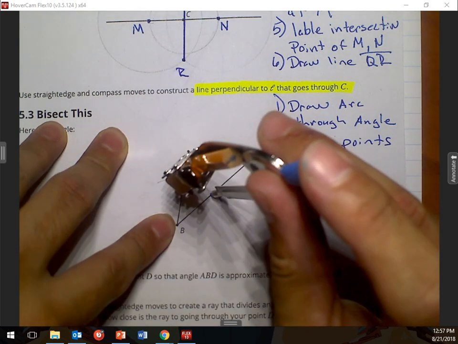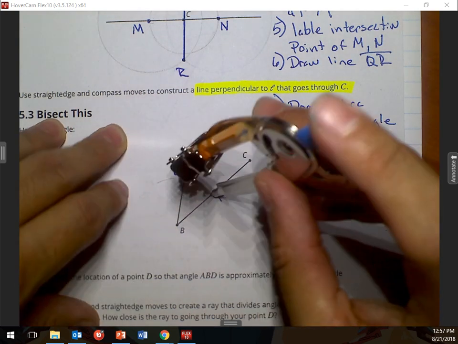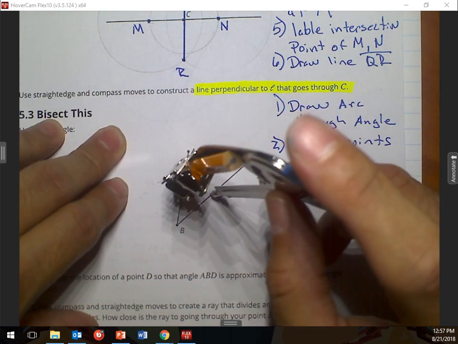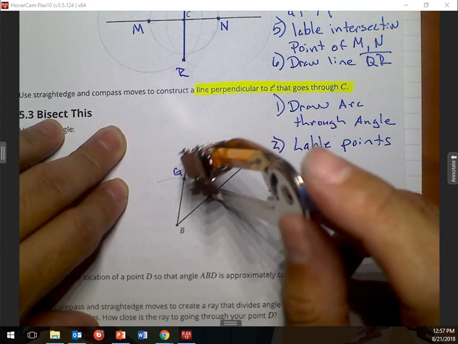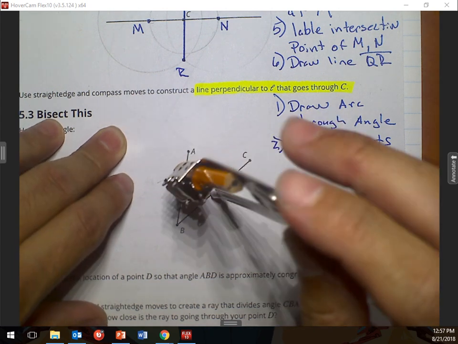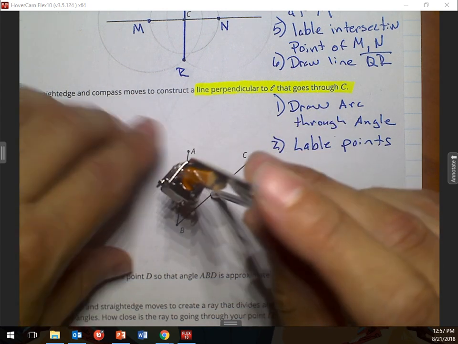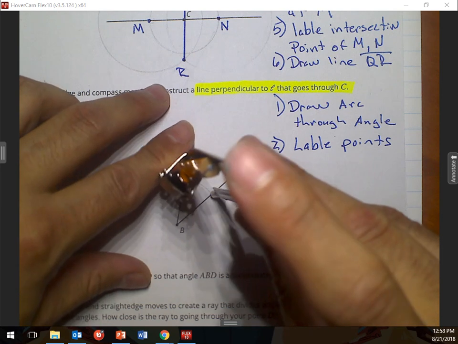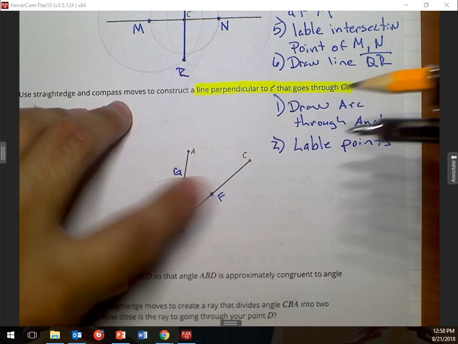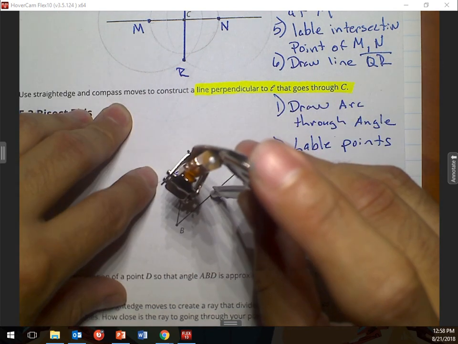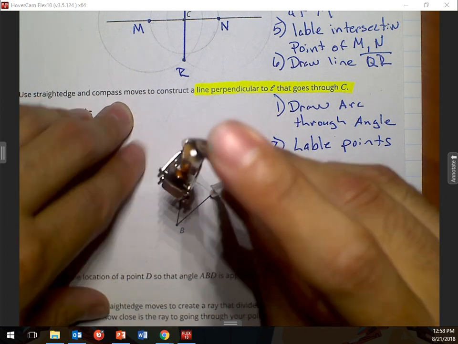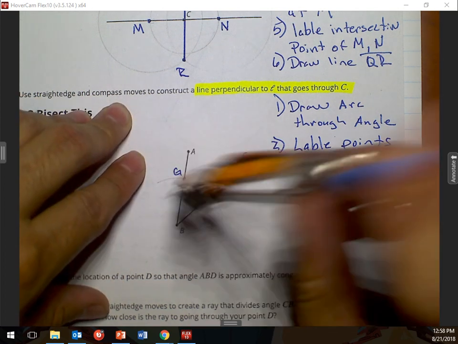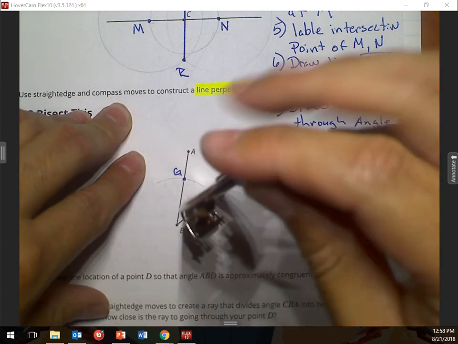This is actually kind of important, because if you make it too big, it's going to go way off your paper. If you make it too small, it's not going to work. So what you're going to do is measure G to F, and draw an arc.